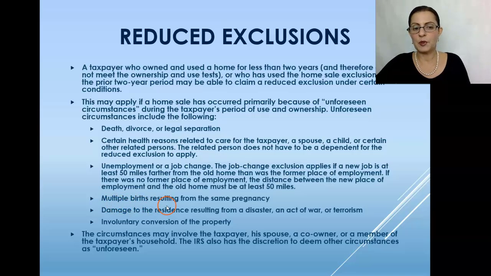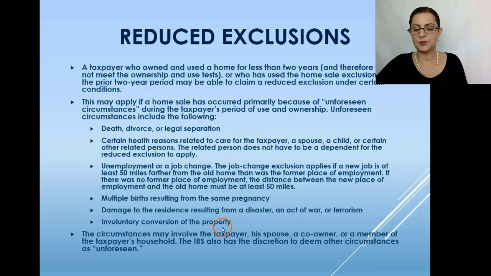If you have multiple births resulting from the same pregnancy, so twins, triplets, something like that, you would also be able to qualify for reduced exclusion. Any damage to the residence resulting from a disaster, an act of war, or terrorism, that's involuntary conversion. So that would be an involuntary conversion of the property.